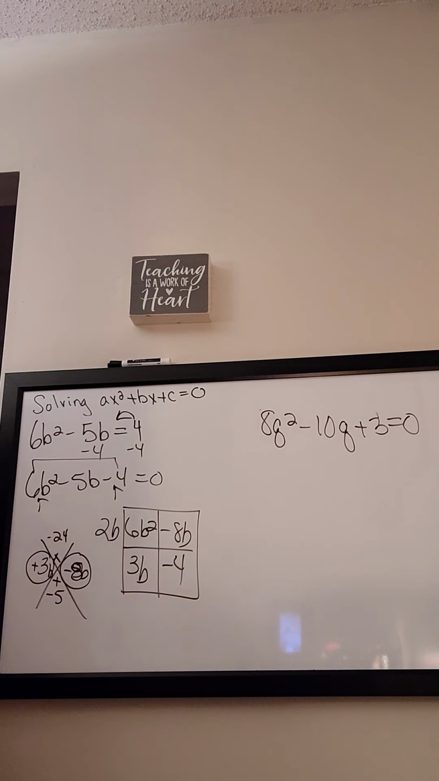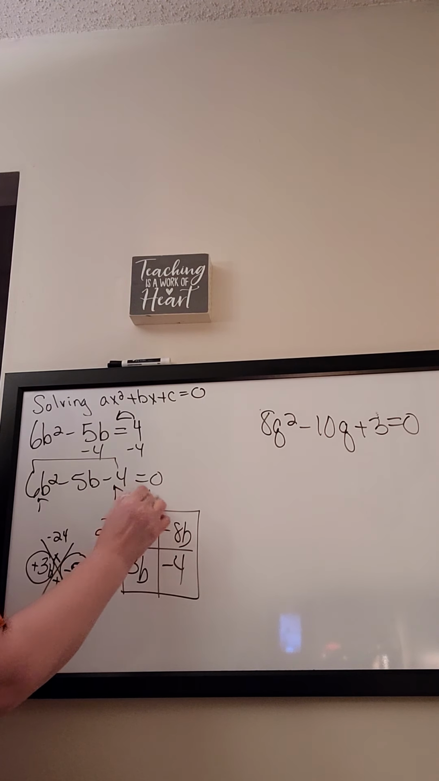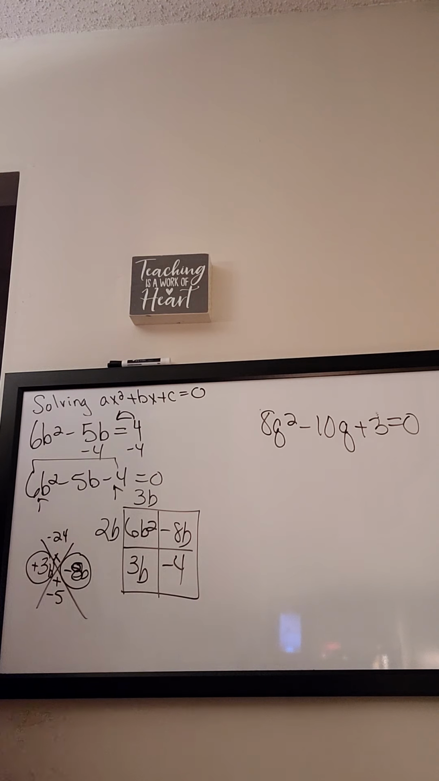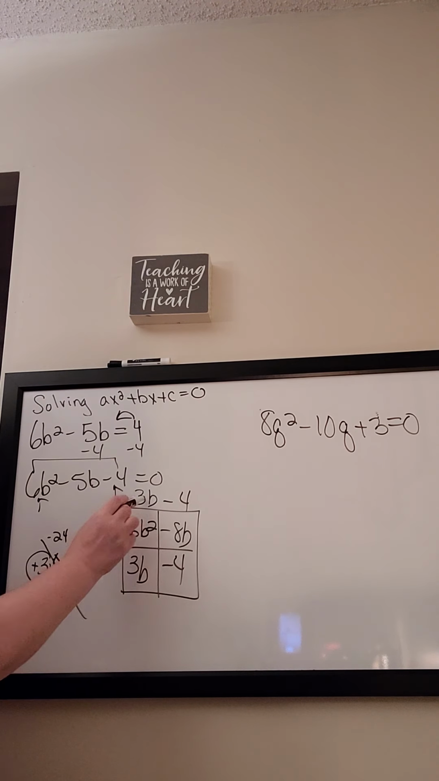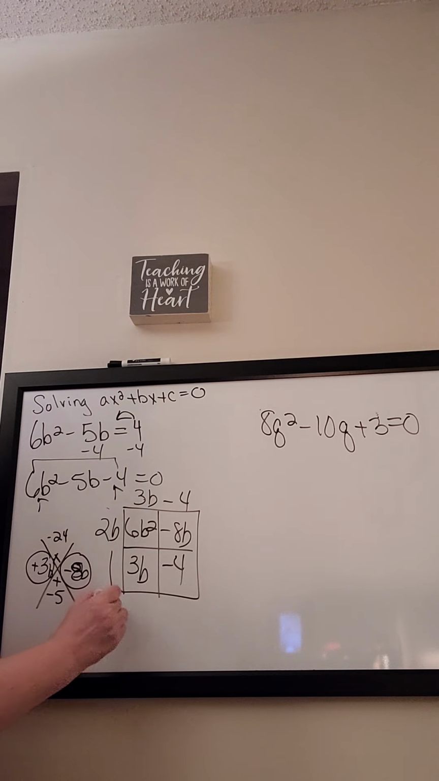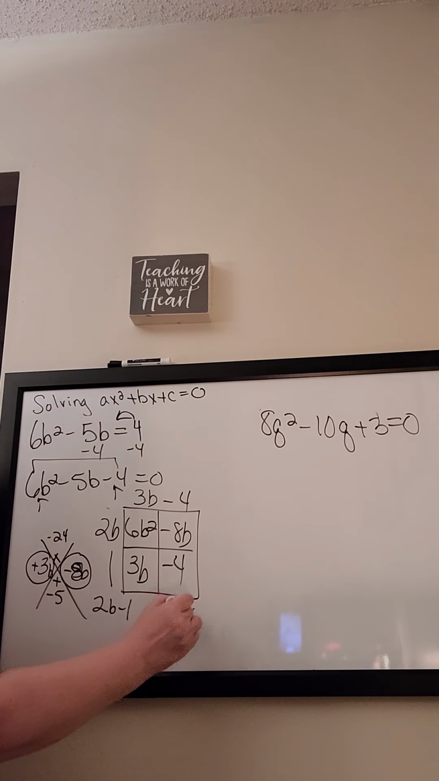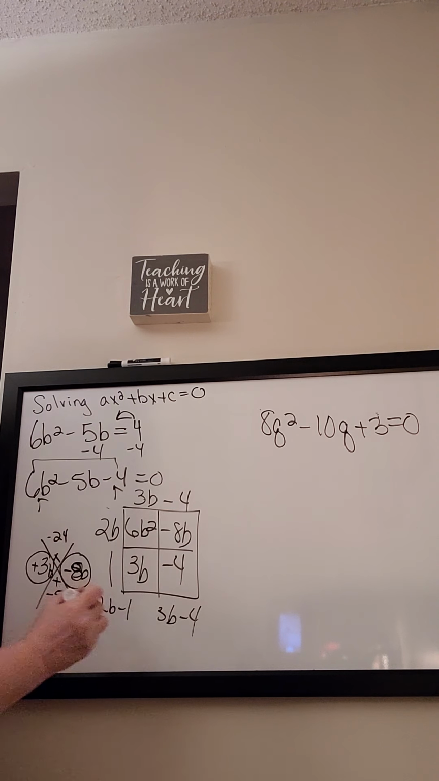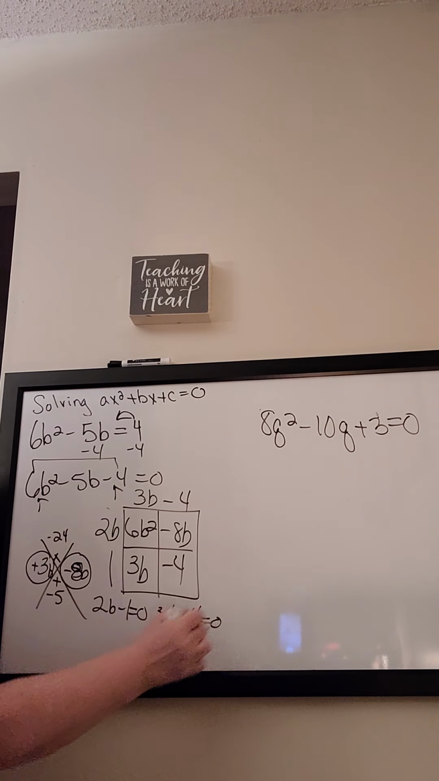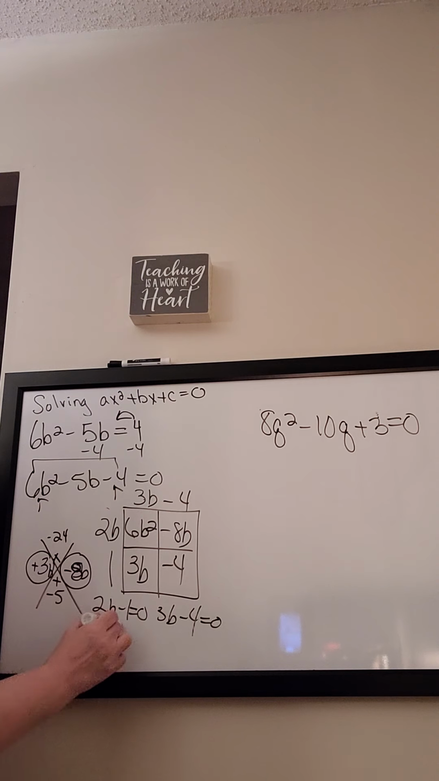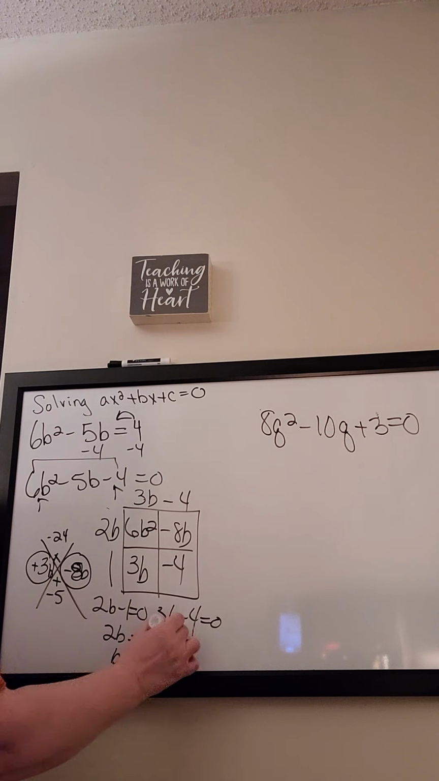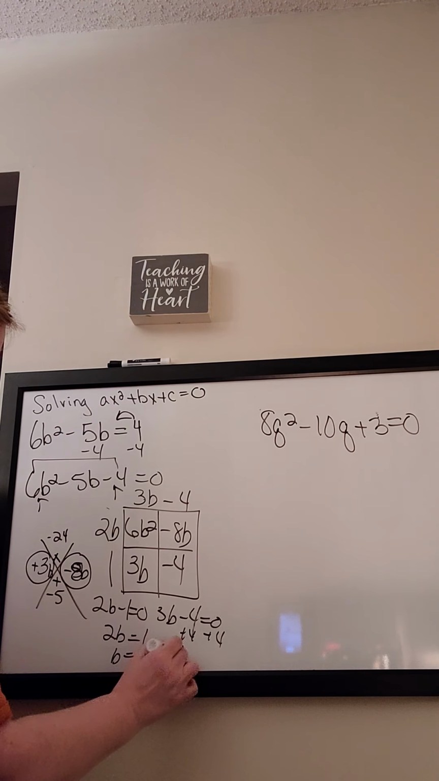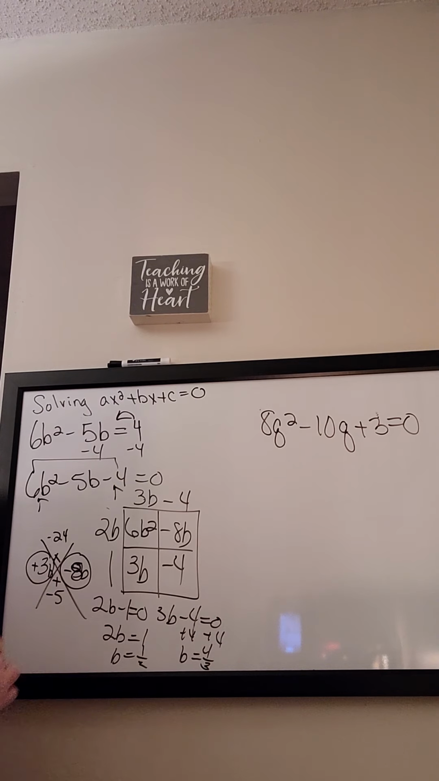How do I get from 2b to 6b squared? Multiplied by 3b. How do I get from 2b to negative 8b? Multiplied by negative 4. 3b to 3b is times 1, and negative 4 times 1 is negative 4. The outside ones are our answers, so 2b minus 1 and 3b minus 4. We're not done because we are solving. If it has an equal sign, we have to solve for the variable. So setting those both equal to 0, add 1 to both sides, and then divide by 2. 1/2 is one of our answers. Add 4 to both sides, and then divide by 3. So 4/3 is our other answer.